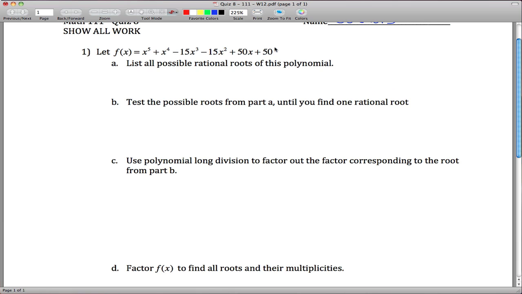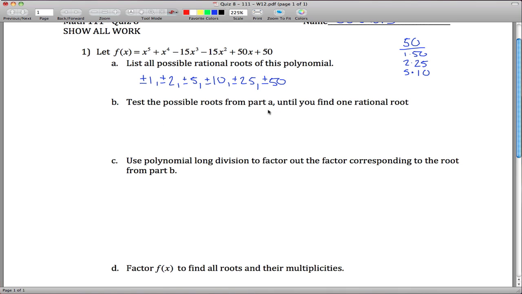The first question, we're asked to list all possible rational roots of this polynomial. The way to do that is find integer factors of this number, and divide it by integer factors of this coefficient, 1. So really everything's over 1, so it's just plus or minus factors of 50. Maybe it'd be easier to write that 50 is 1 times 50, or 2 times 25, or 5 times 10. That's all of them. So our possible rational roots are 1, 2, 5, 10, 25, and 50.